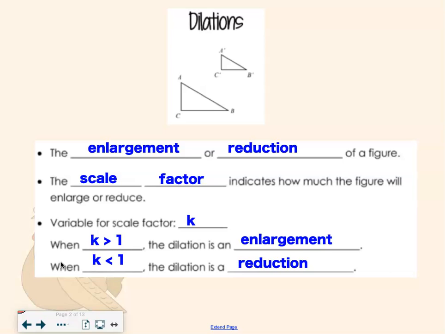What if our scale factor was 1? Anyone have an idea? Yeah, same size. What's anything times 1? Itself. So it's just going to be the same thing.